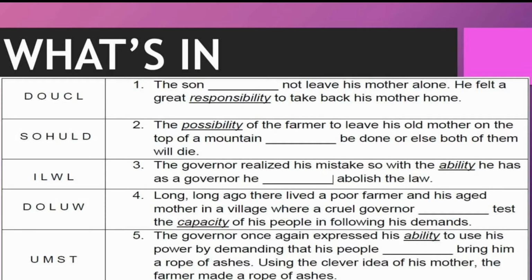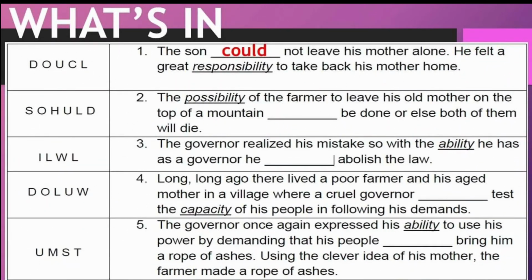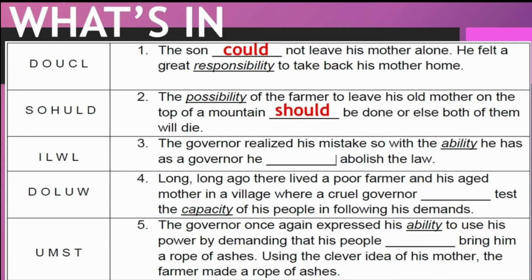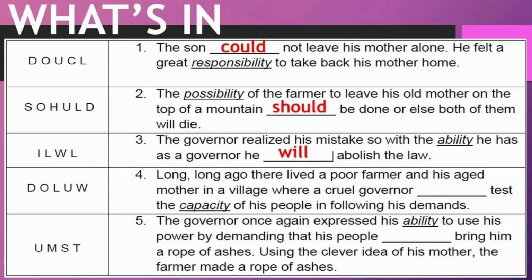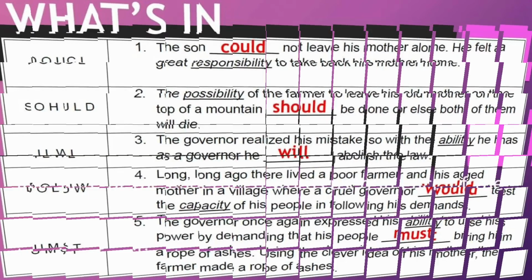Time is up. Let's reveal the answers. For number 1, the answer is could. Number 2, should. Number 3, will. Number 4, would. And finally, the last number, must. Alright, so we're done.